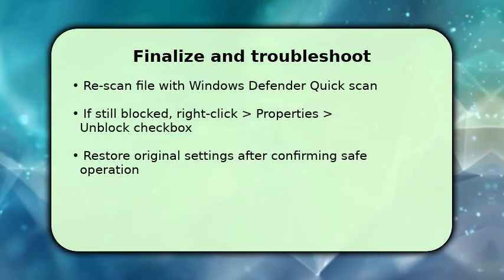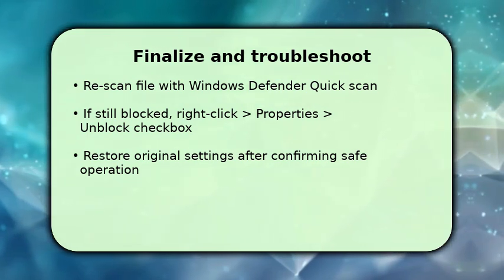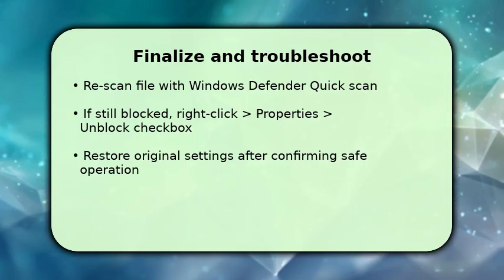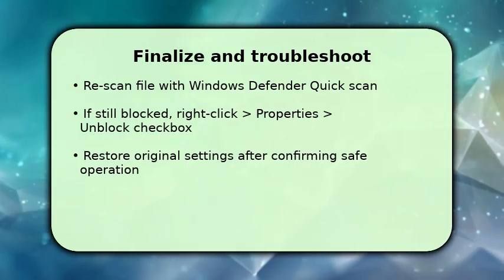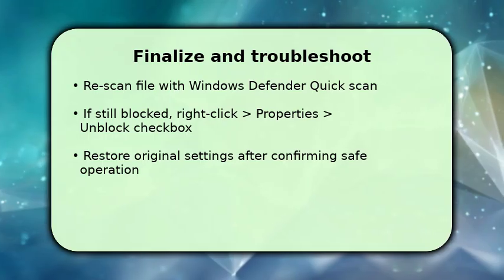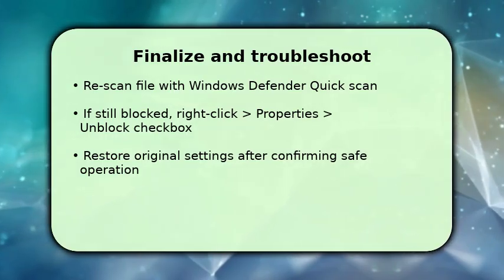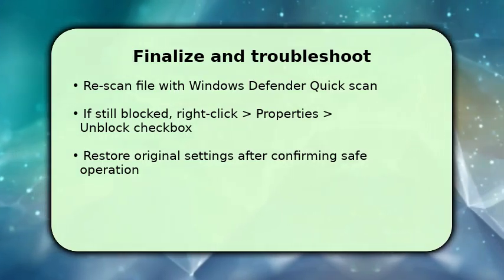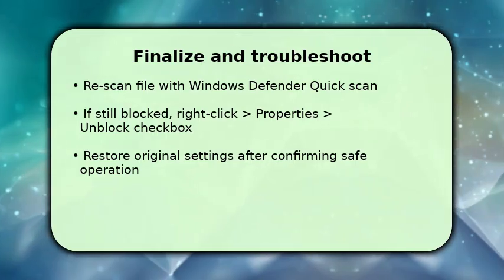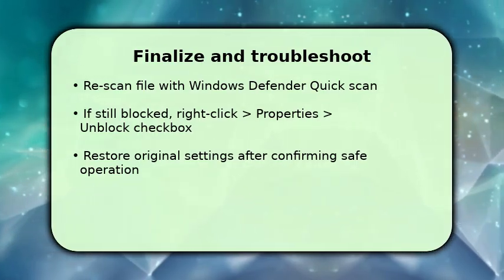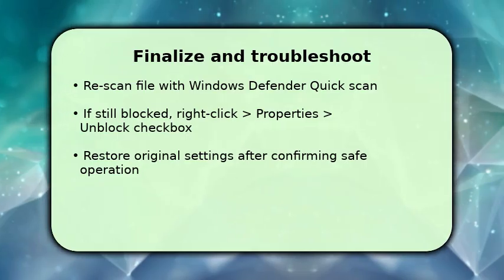If Smartscreen still blocks, right-click the file, choose Properties and tick Unblock in the General tab, then Apply. This clears the zone identifier. Make sure to restore Smartscreen to its previous level if you used Warn temporarily. If problems persist, reboot, repeat the scan, and check event logs for Smartscreen details so you can pinpoint the cause.